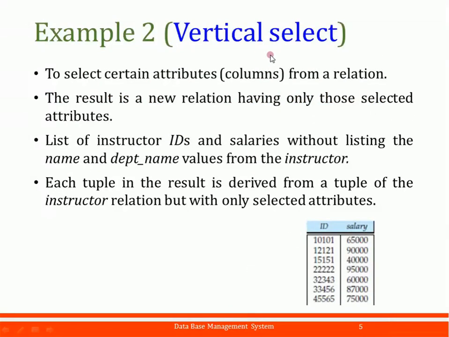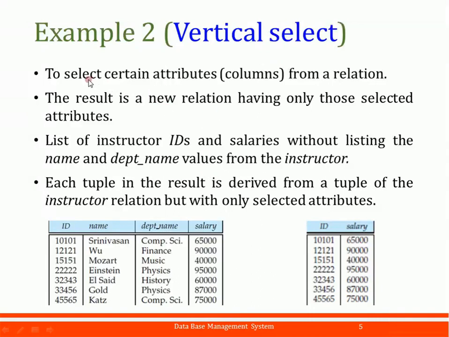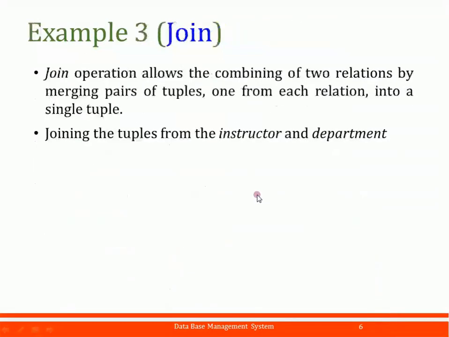The next is a vertical select, where we select certain attributes, that is, the columns from a relation. We may be interested in getting only the IDs and the salaries without listing the name and the department name from the instructor relation. So this will fetch you the result like this. Only the ID and salary will be fetched from this particular original relation. This is an example of vertical select. Each tuple in the result is derived from a tuple of the instructor relation, but only with the selected attributes.